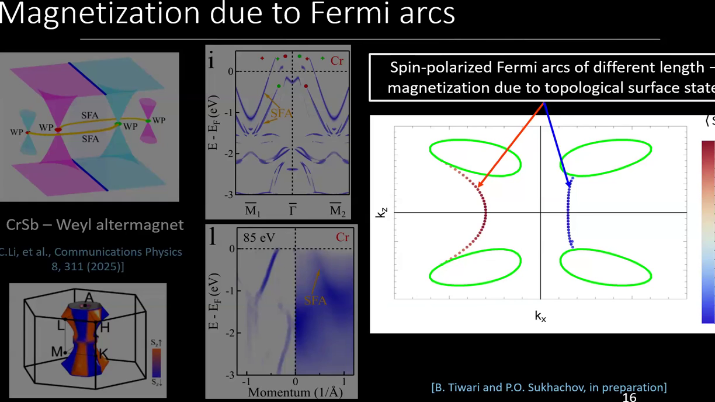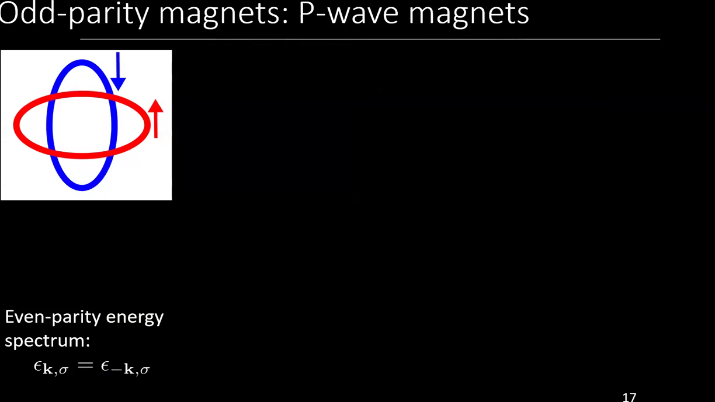Okay, since my time is running out fast, I will switch to the last part of my talk, related to unconventional odd parity magnets. What are these materials? Before, we were talking about altermagnets that are even parity.